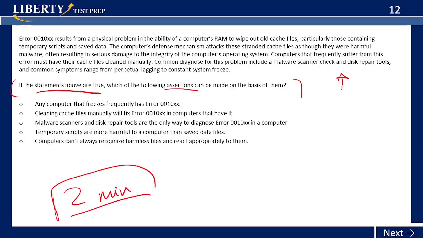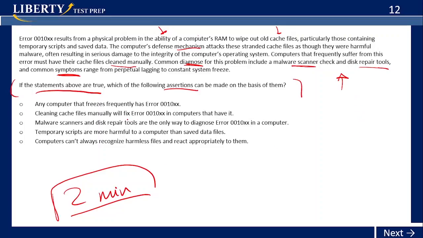Okay, so they told you you have this problem with the computers, right? It's the inability to wipe out your cache files. And the reason why, right, the mechanism kind of gets confused and believes that these are harmful malware and attacks it and damages the operating system. And then they tell you the solution: you have to clean it manually. And then the common diagnosis, right, is to have a scan and some repair tools, and then also the common symptoms. Okay, tons of info in there. This one seems like a tricky question.